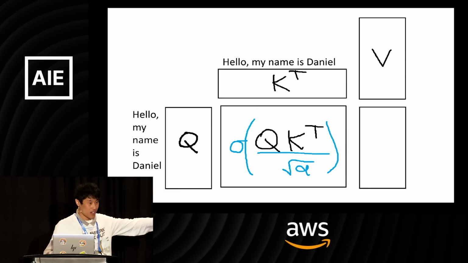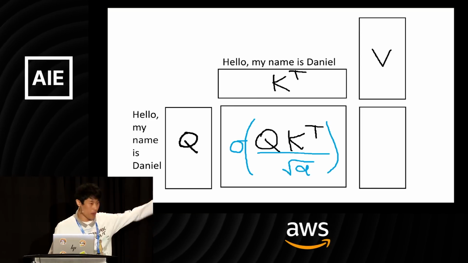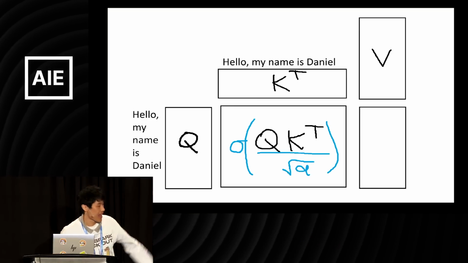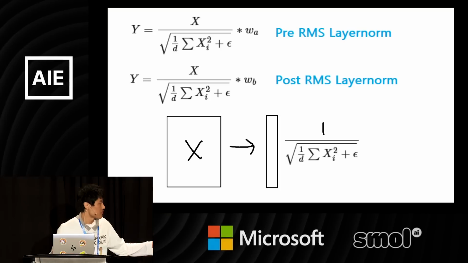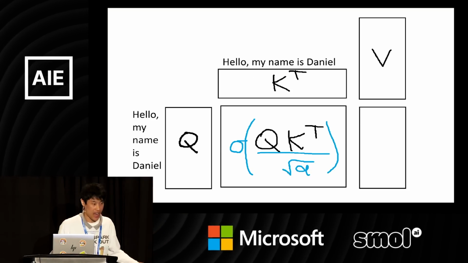And V is just, remember, the V comes from here, right? So we just take the V, multiply it up again, and we get this matrix at the very end. And that is the final component, right? This empty box is what you get out from the attention mechanism.